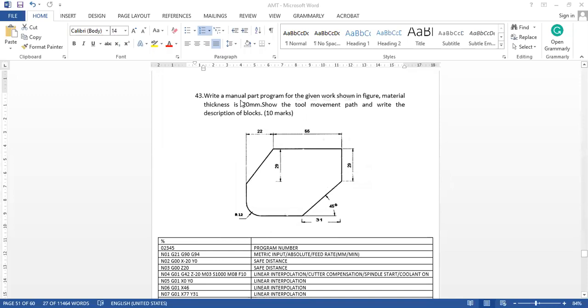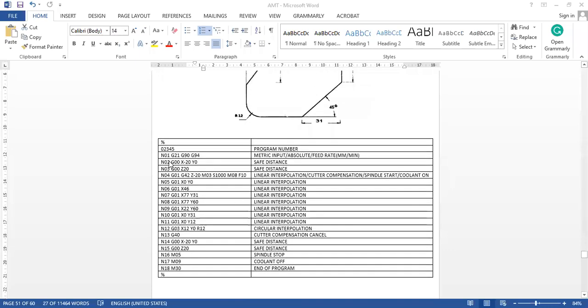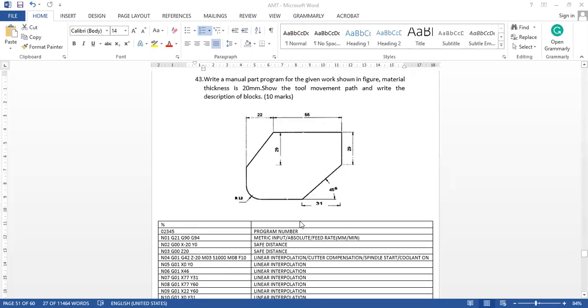So that's all about that question. Write a manual part program for the given workpiece. This is the workpiece shown in figure. Material thickness is 20 mm. Show the tool movement and write the description of blocks. So this is the description of blocks. Whenever you write the program, you have to write the description of blocks.